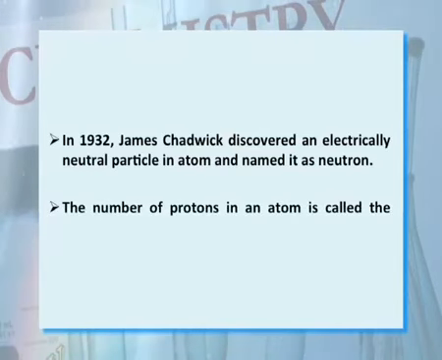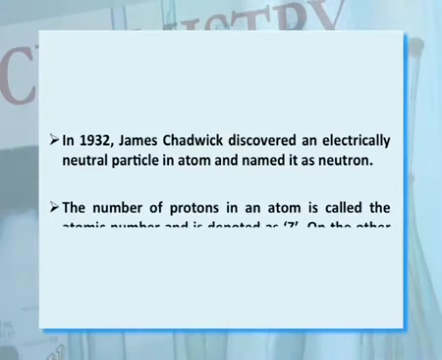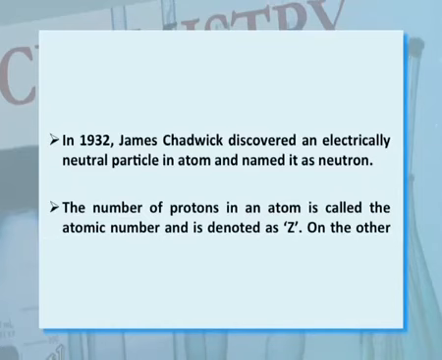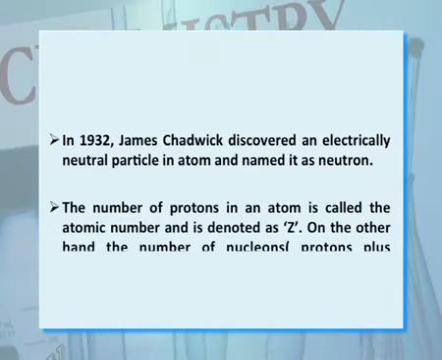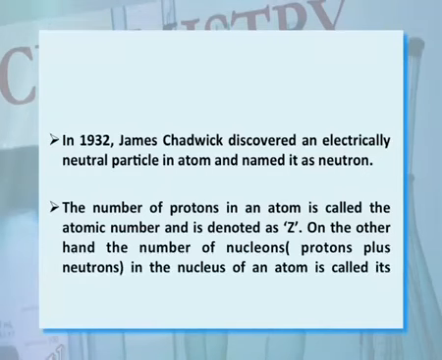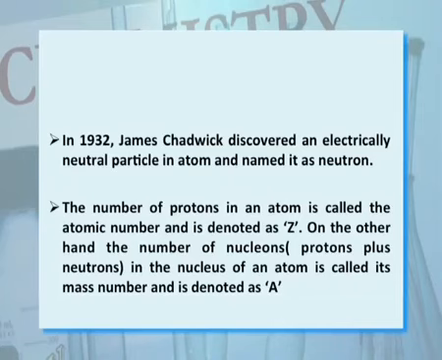The number of protons in an atom is called the atomic number, and it is denoted by capital Z. On the other hand, the number of nucleons, that is protons plus neutrons in the nucleus of an atom, is called its mass number, and it is denoted by the symbol capital A.